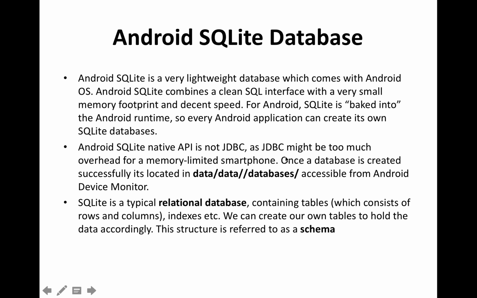JDBC might be too much overhead for memory-limited devices. Once a database is created successfully, it is located in data/data/database, accessible from the Android device memory. SQLite is a typical relational database containing rows, columns, indexes, etc. So we can create our own tables to hold the database accordingly. This structure is referred to as a schema.